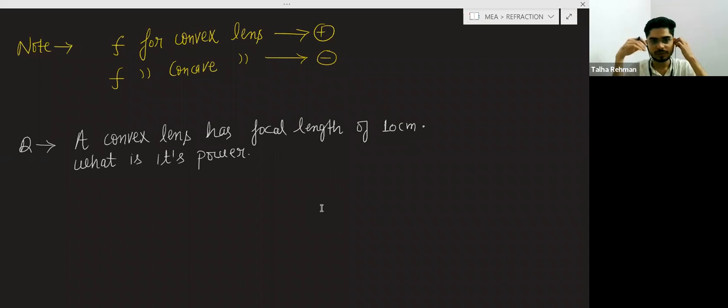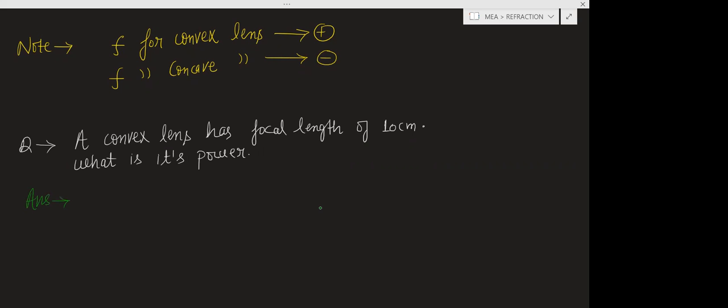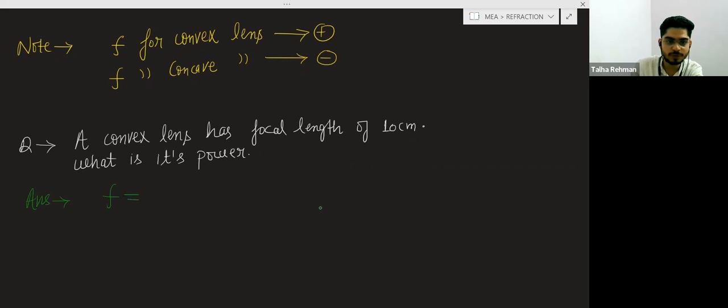First of all, a convex lens is given, na? So the focal length of a convex lens will be positive or negative? Positive. Yeah, positive. So the focal length is given. You will take the focal length as plus 10 centimeter because it is a convex lens. Focal length for a convex lens is positive.